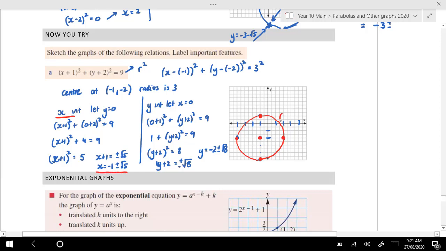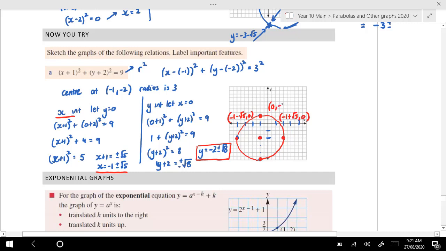So let's label these as coordinates. This would be -1 plus √5, comma 0. There's my x1. We've got another one though. It's -1 minus √5, comma 0. And our y coordinates, well, I've got over here, by letting x equal 0 and solving. You'll need to fill this out and try to do it this way, please.